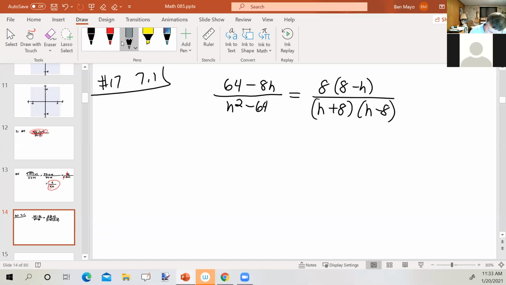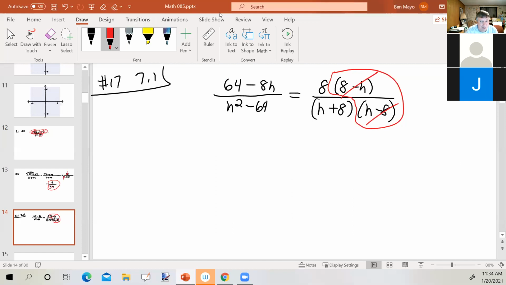But take a look at this pair of factors. 8 minus h over h minus 8. That's that doggies and cats problem. So what does this reduce down to? 1. Not 1. -1. Okay, remember they're opposites? So that gives me a -1.